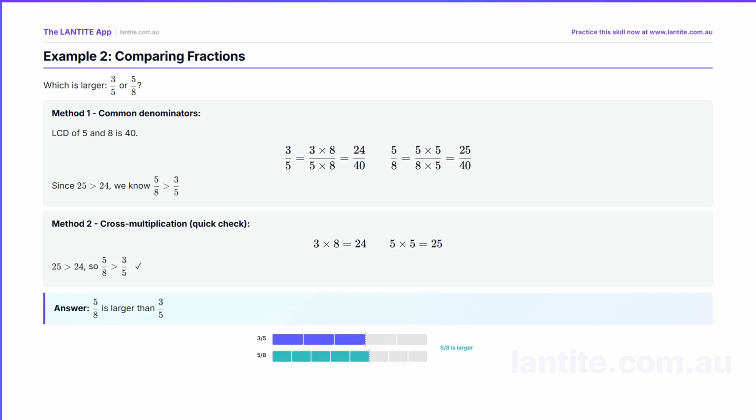Now let's compare 3/5 and 5/8. There are two reliable methods. Method 1. Find a common denominator. The lowest common denominator of 5 and 8 is 40. 3/5 becomes 24/40, and 5/8 becomes 25/40. Since 25 is greater than 24, 5/8 is larger. Method 2 is a quick cross-multiply check. 3 times 8 is 24, 5 times 5 is 25. The larger cross product sits on the side of the larger fraction, confirming 5/8 is greater. The fraction bars on screen make this visual.